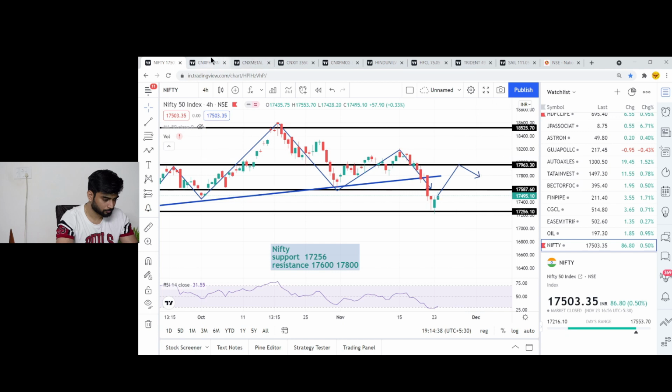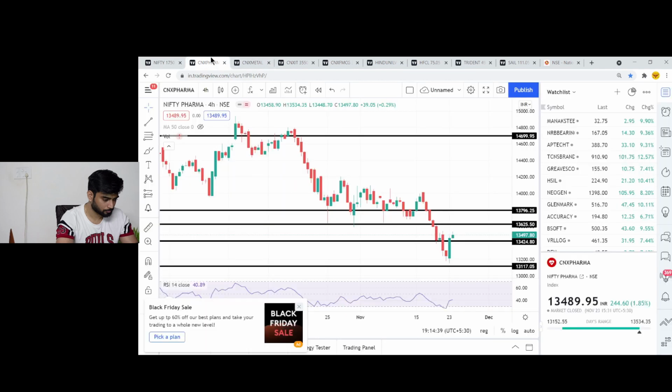Apart from that, there are a few indexes, a few sectors which I particularly feel have shown a really good move today. One of them is Nifty Pharma. Many pharma stocks have given a very good move, especially Glenmark and Laurus Labs. These two stocks I am watching in particular. You can also watch that. There is one more stock which I'll discuss with you today, and you can also analyze that.